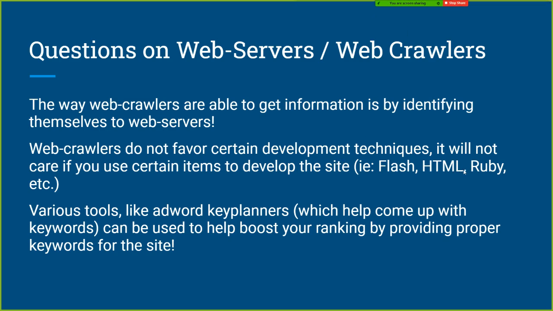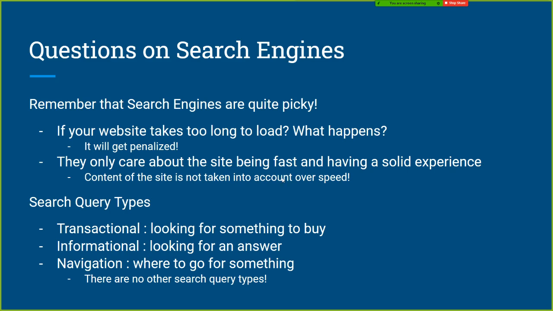Great. There's also a few tools here on the web crawlers and web servers, like the various tools that we talked about. But again, I just want to make sure I've put down here the search query types, and please remember that there's no other search query types than these three. Transactional is the one where we look for something to buy.